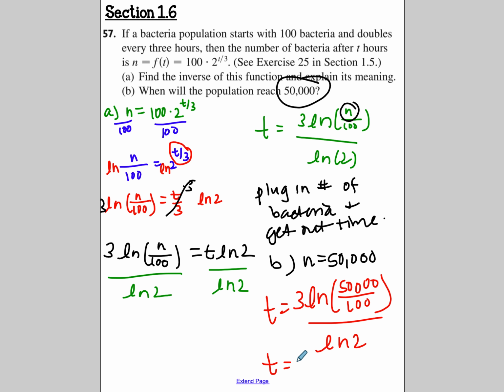So 50,000. And you should get t is approximately 26.897. And then my label, what is our time in here? Hours. So just almost 27 hours and you'd have 50,000 bacteria when you only started with 100. So that is it for 57.